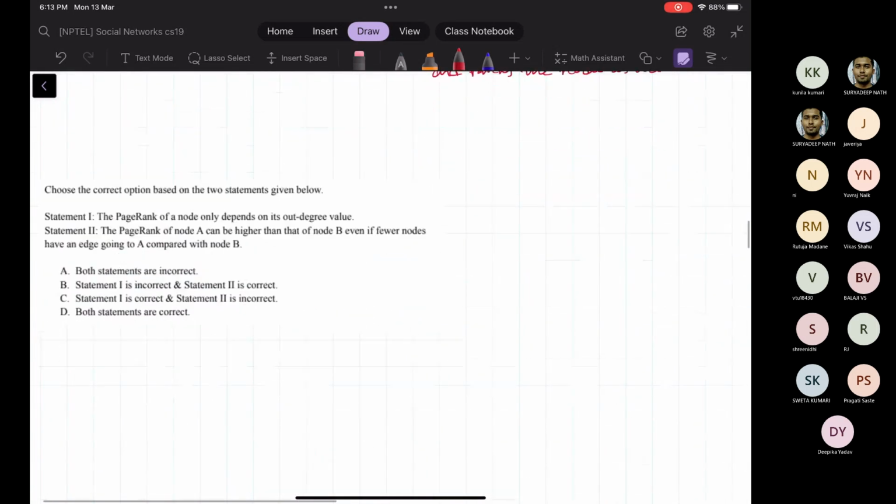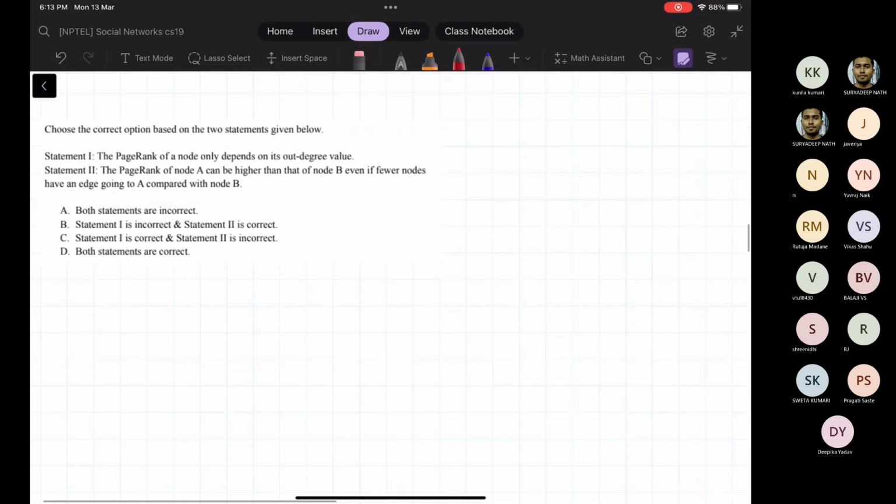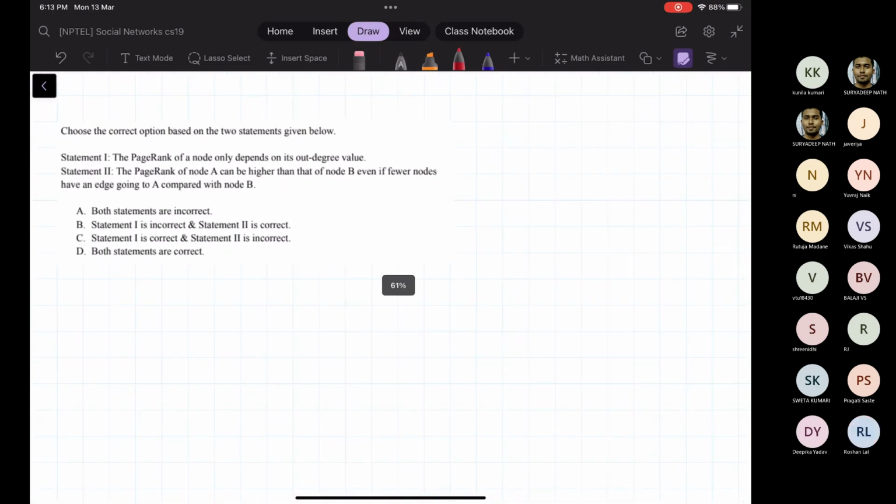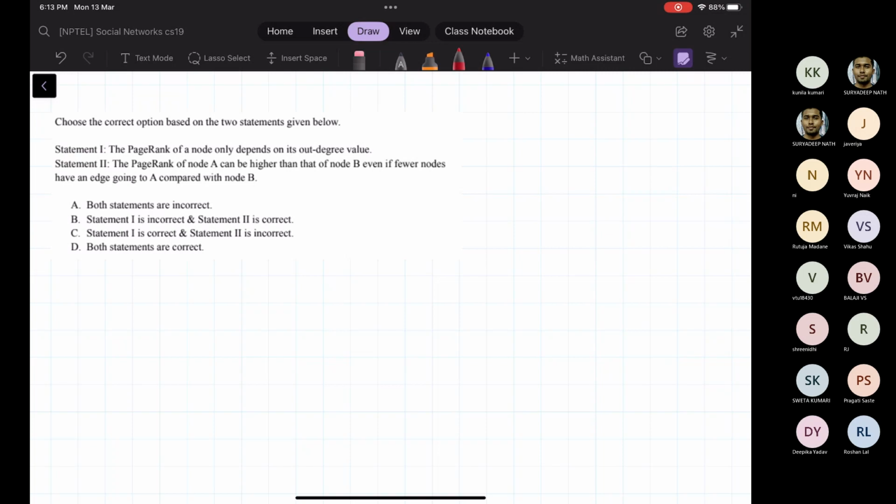Okay. Coming to question 5. Choose the correct option based on the two statements given below. Statement 1 is page rank of a node depends only on its out degree, and statement 2, page rank of a node A can be higher than node B even if fewer nodes have an edge going to A compared to node B.